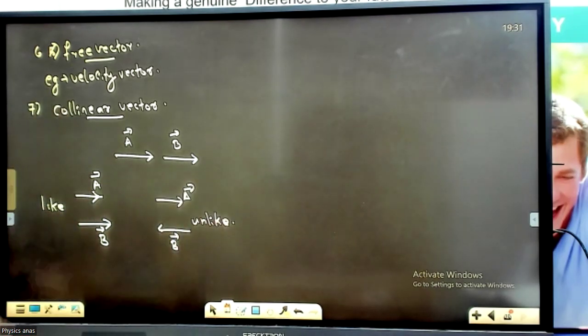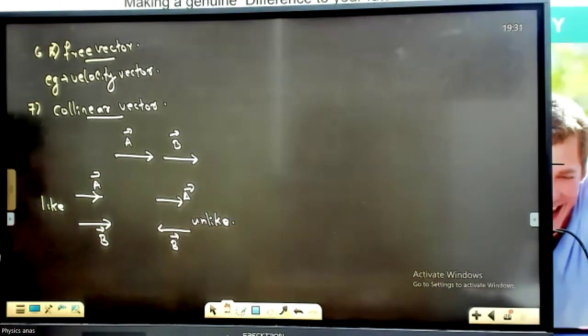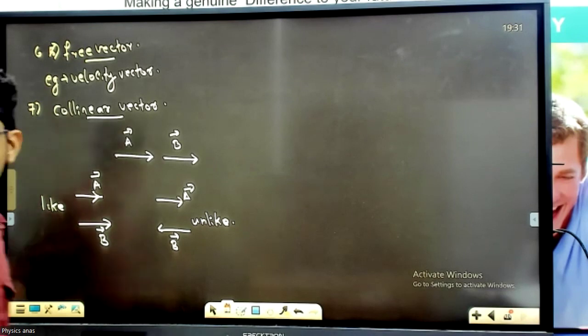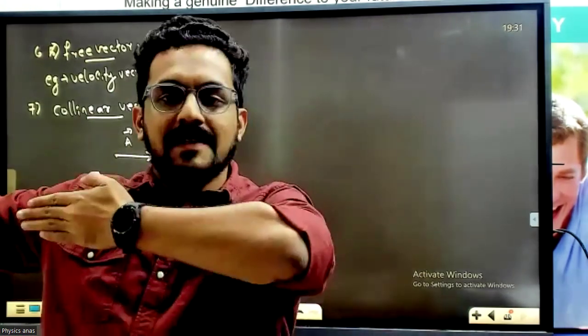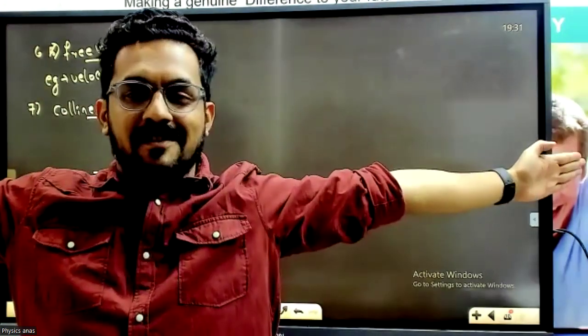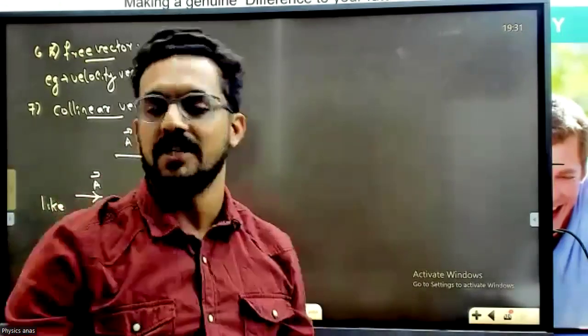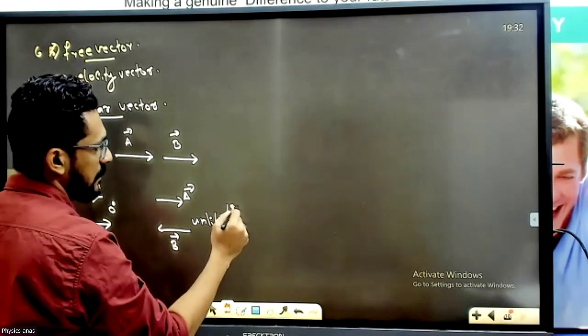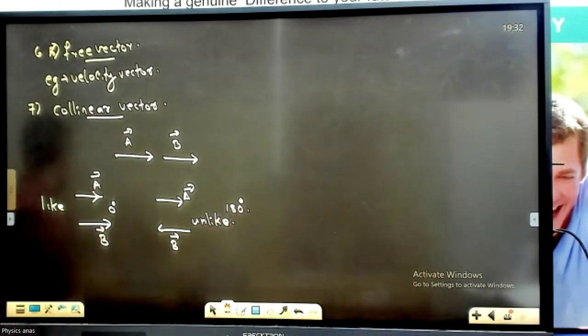The angle between A and B is 0 degrees if they are parallel. And if they are anti-parallel, the angle between A and B is 180 degrees. Parallel means they are in the same direction, like this. Anti-parallel means they are in the opposite direction. From this to this will be 180. So this will be 0 degrees and this is 180 degrees. You will be needing these ideas in the numericals.